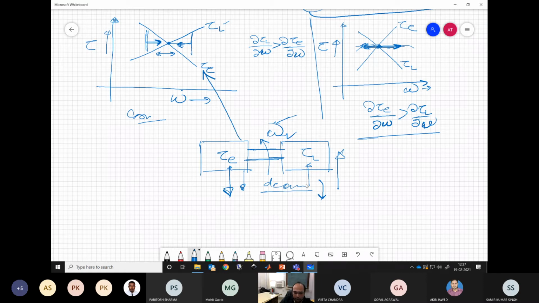system. On the contrary, let us say you increase the omega and your tau E increases and tau L reduces, which means any further increase in omega is giving you acceleration, so omega will keep on increasing and your system will see an unstable operation. It will keep on going till it collapses. So physically we can interpret it in that manner. This is the basic understanding of any stable or unstable operation.